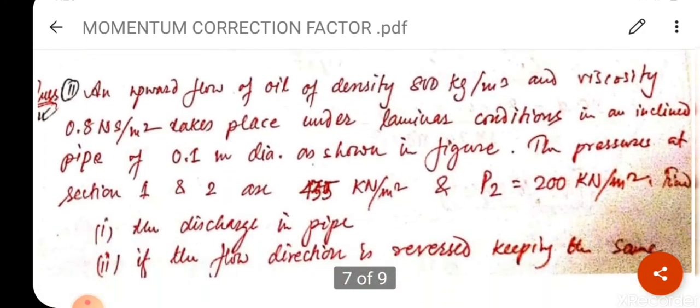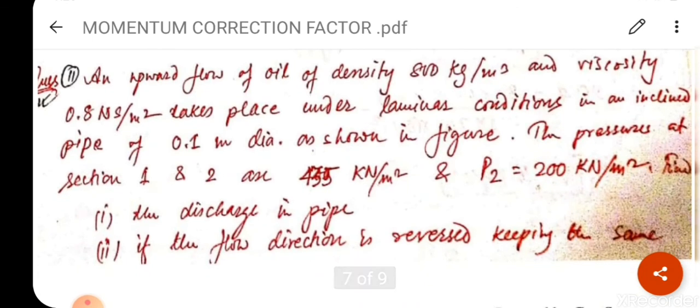Now we will solve another question related to the last question. An upward flow of oil of density 800 kg per meter cube and viscosity 0.8 Newton second per meter square, that is mu, takes place under laminar condition in an inclined pipe of 0.1 meter diameter as shown in the figure.